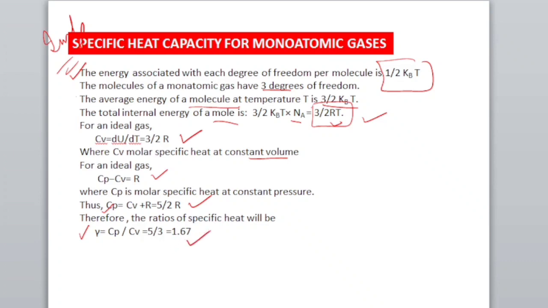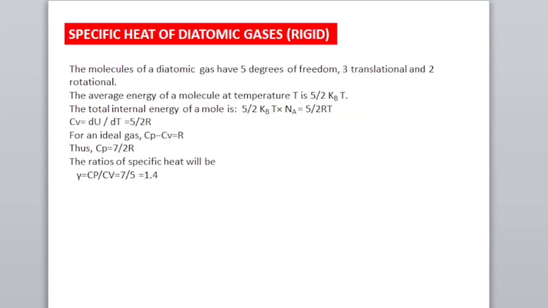So in this way, you calculate the specific heat capacities Cp and Cv for monoatomic gas, and also the ratio of these two specific heat capacities, right? Next, for diatomic gas you can also find it easily. In case of diatomic gas, it has 5 degrees of freedom, 3 translational and 2 rotational. So the average energy of a molecule becomes 5/2 kBT. Each degree of freedom has energy half kBT, so with 5 degrees of freedom the total average energy becomes 5/2 kBT.